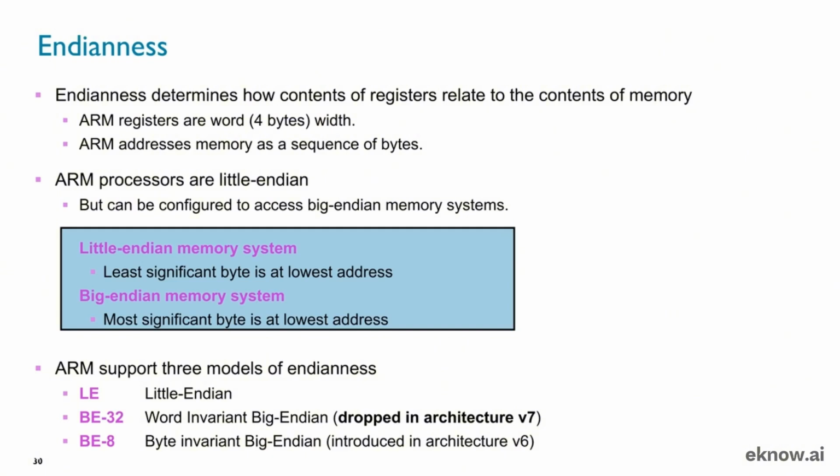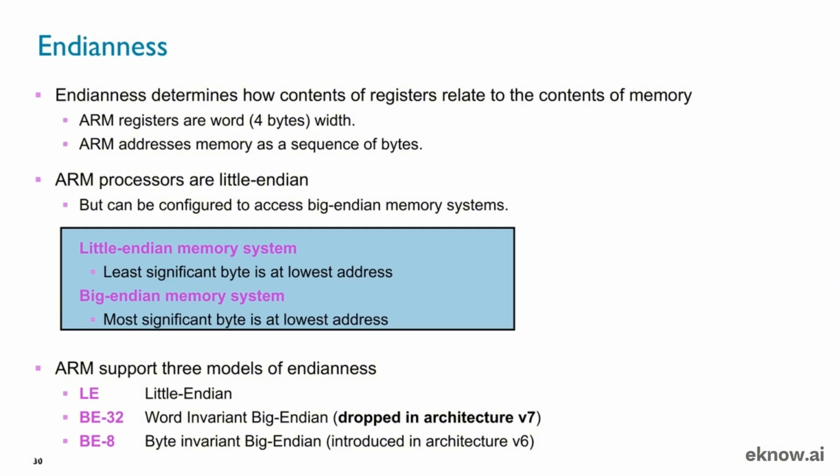So, why does this matter? Most ARM processors are natively Little Endian. However, the architecture is flexible. As the slide says, they can be configured to access Big Endian memory systems. This is very important for compatibility, especially in networking. The standard for data sent over networks, often called network byte order, is Big Endian. So, for an ARM device to communicate correctly over a network, it needs to be able to handle Big Endian data.